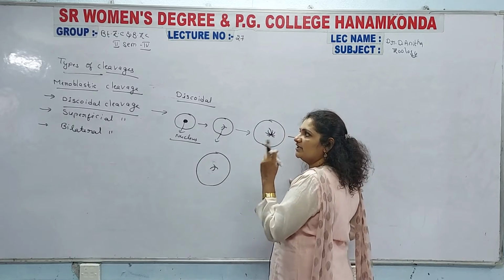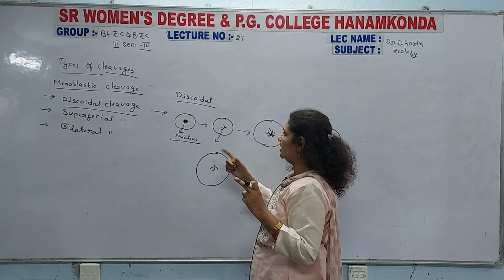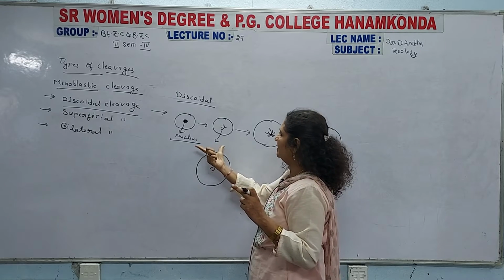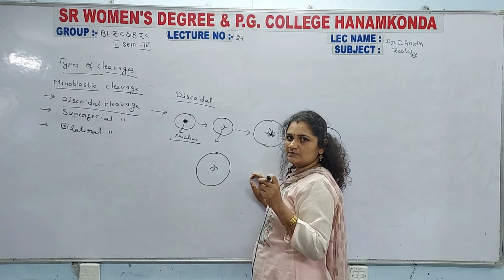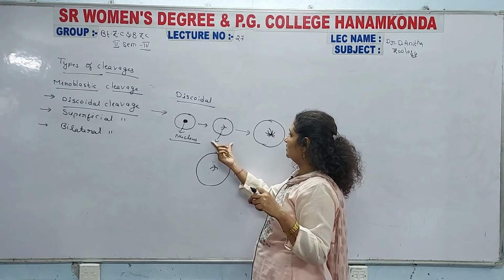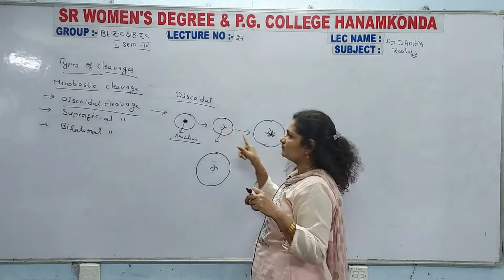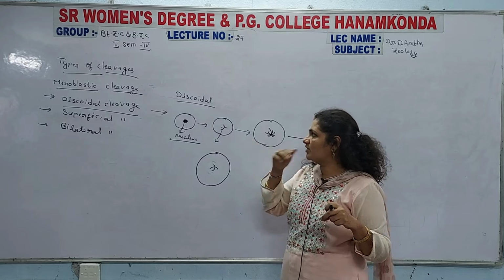So that is the main variation between the holoblastic and the meroblastic cleavages. Here the first one, the discoidal, means the nucleus resembles a disc shape that is present on the surface of the zygote. The disc-shaped nucleus undergoes the divisions only, and that's why it is considered a discoidal cleavage.